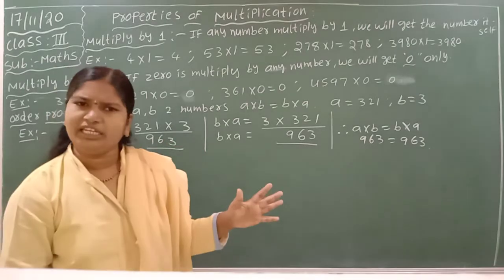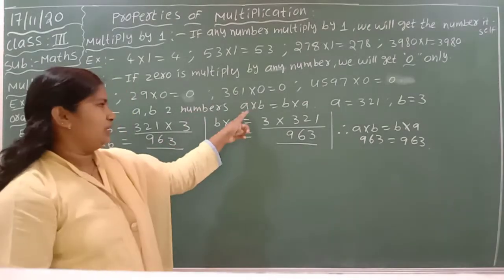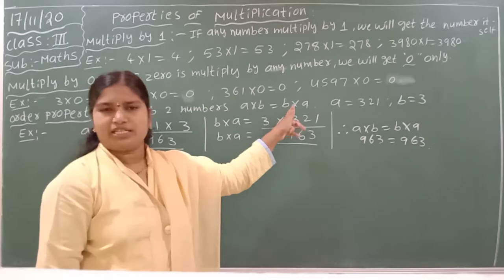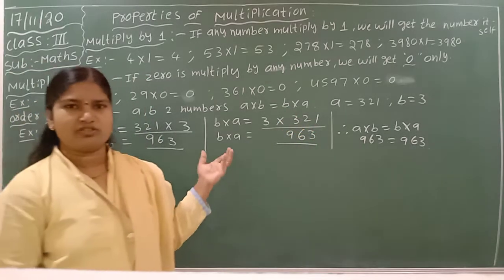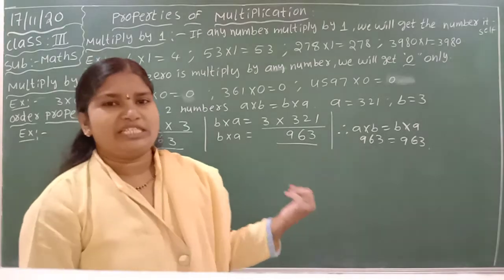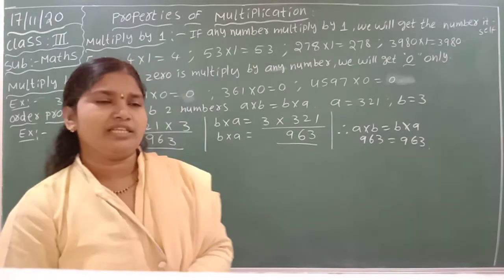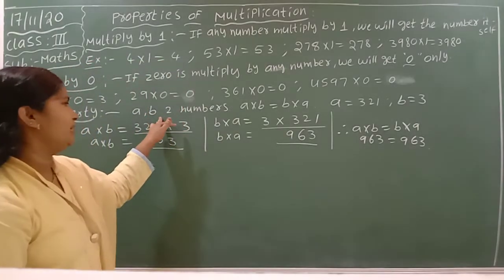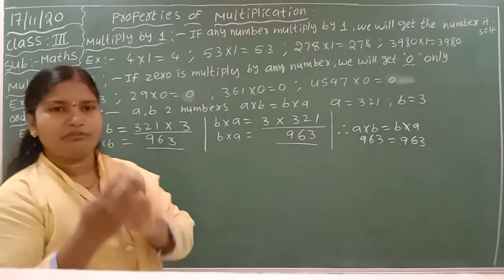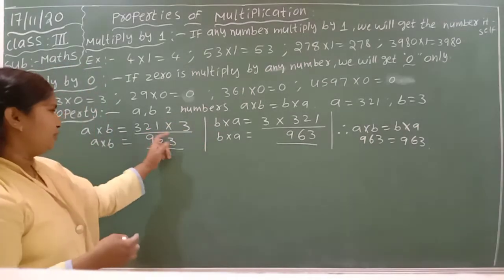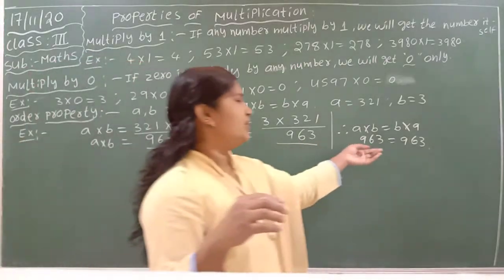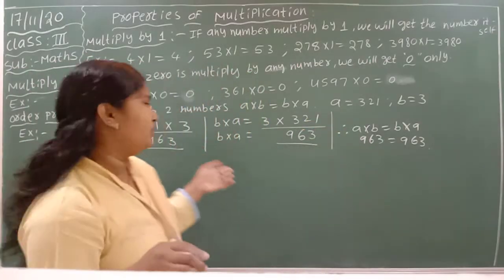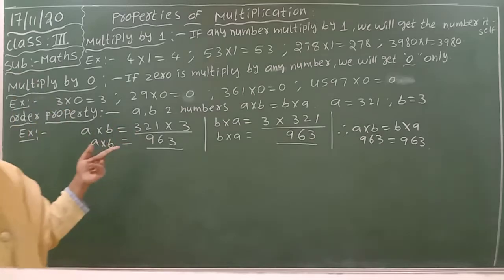If you take any numbers, 2 into 3, 2 threes 6, 3 into 2, 3 twos also 6. Same like this, if you take any two numbers like a and b, if you multiply a into b and in the reverse order b into a, you will get the same number. It is known as order property.